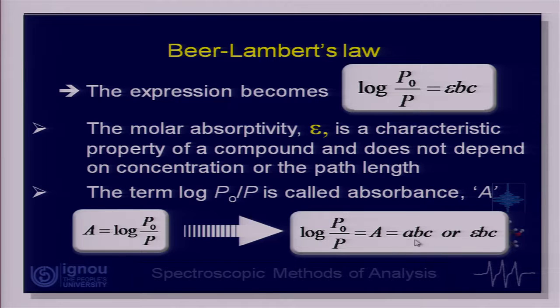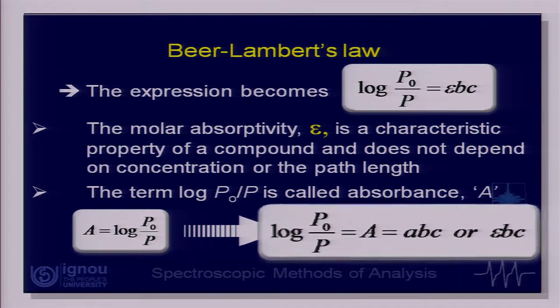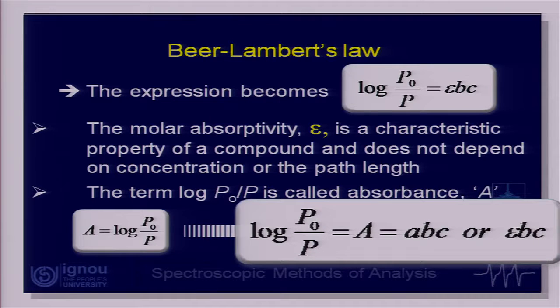A is the absorptivity if C is in gram per decimeter cube, and epsilon is the molar absorptivity if C is in mole per decimeter cube. We have to be very careful about this. I am just trying to highlight the fact that this is the most crucial expression we have for our Beer-Lambert law, which we will be using very often.